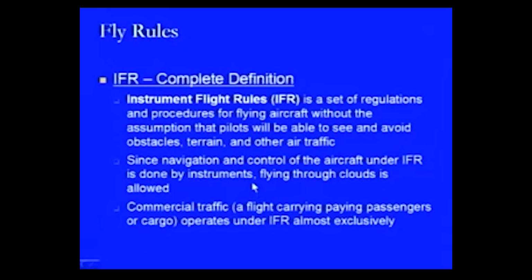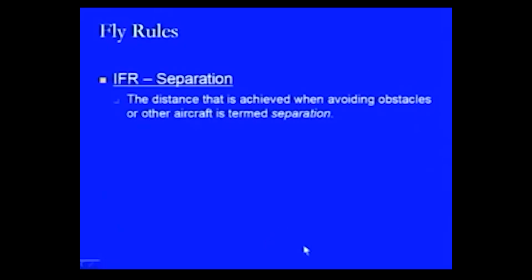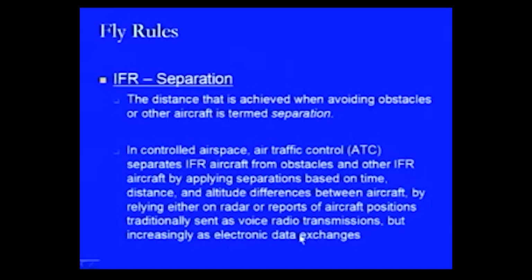Commercial traffic, that is flights carrying paying passengers and cargo, operates under IFR almost exclusively, because if there are passengers or cargo, IFR is generally used. In the case of IFR, a certain separation needs to be maintained, and that is the distance achieved when avoiding obstacles or other aircraft. This is what is separation.